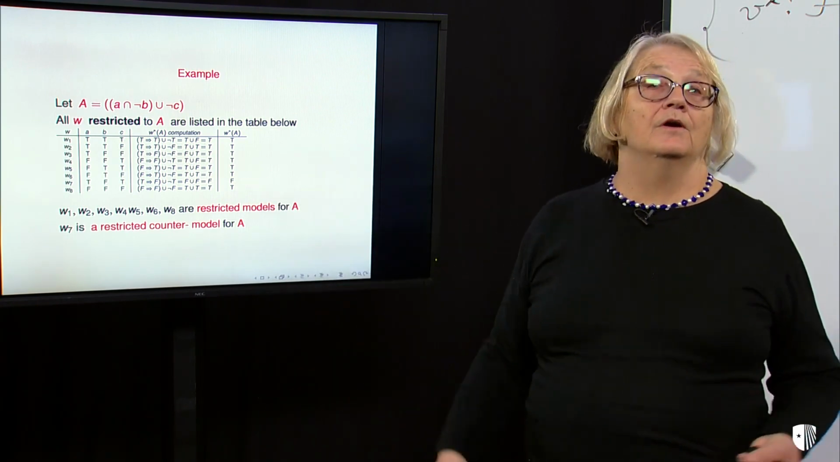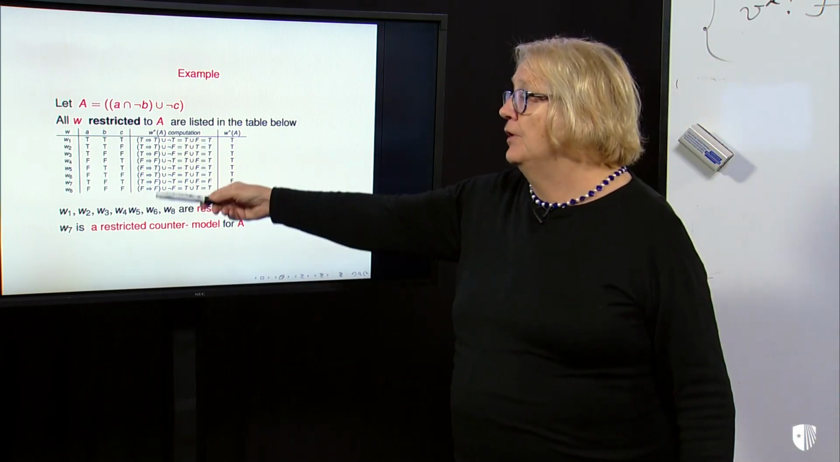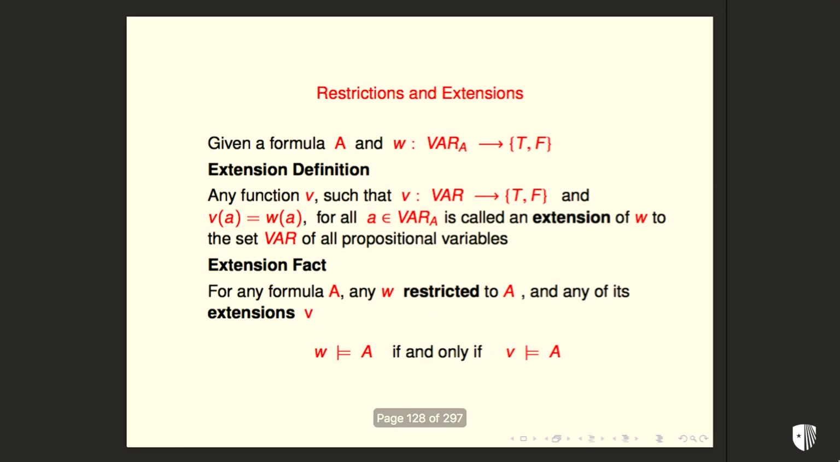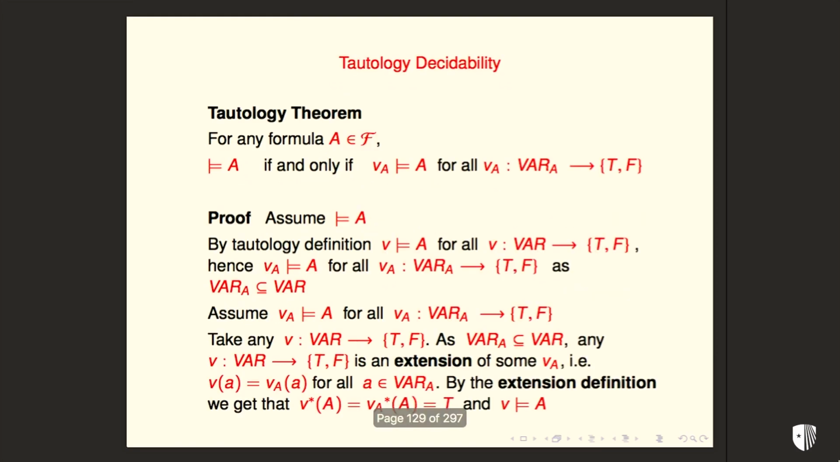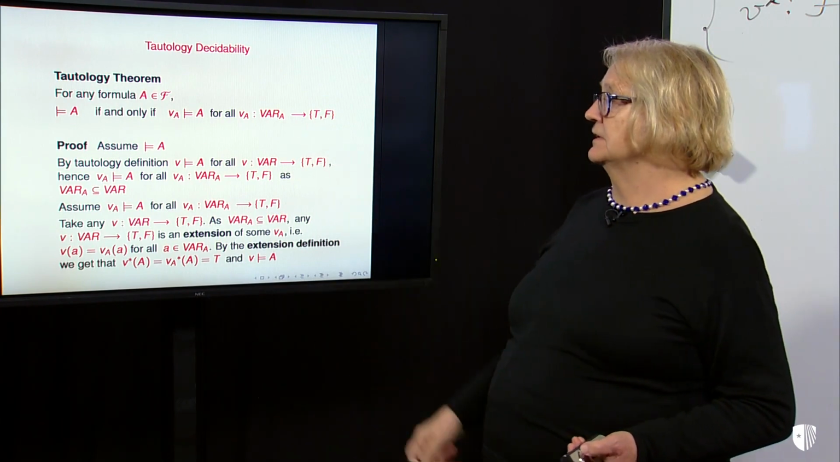And that's how you check if something is a tautology. You check only all restricted models, right? You have 8 restricted models, and then you have computation, because you have to compute the value for each V on this formula. You get T everywhere, so there is no restricted countermodel, and you show that A is a tautology. And in general, A is a tautology if and only if V_A satisfies A for all restricted models.